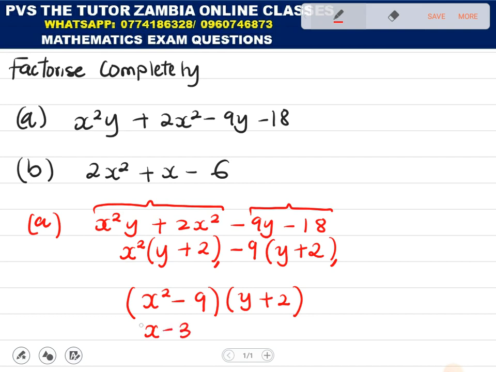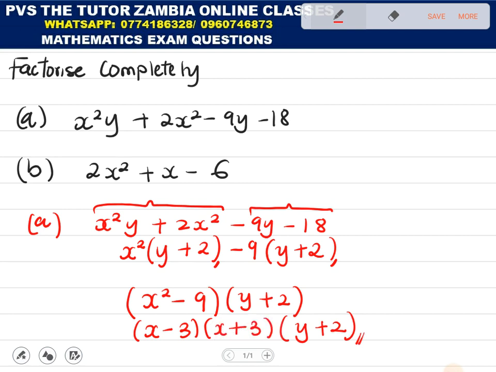It's 3. Because the difference of two squares allows you to factorize in two parts, one having the negative and the other one having a positive, we are going to repeat the same terms that are here, but we're just going to substitute a negative with a plus. Then y plus 2. Like that, you are good to go.